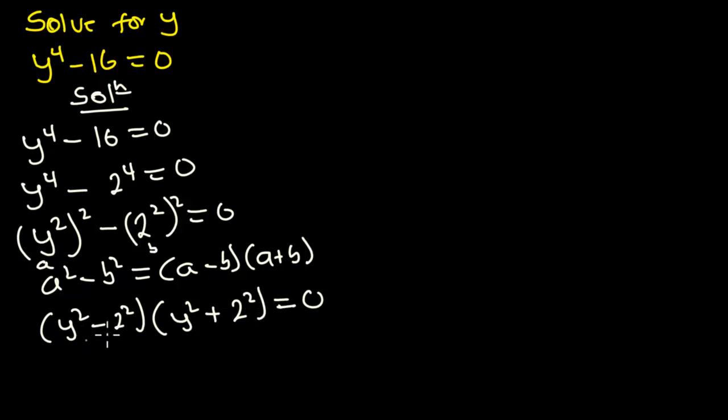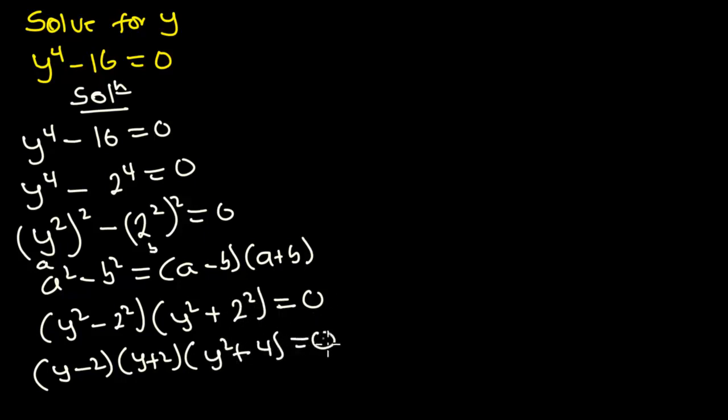Now again, this is of this form again, so we can also rewrite this as this one. In other words, this is difference of 2 squared, so we can rewrite this as y minus 2 multiplying y plus 2, multiplying y squared plus 2 squared gives 4, and this will be equal to 0. So from here we have 3 factors, and we can equate this to 0, this to 0, and this also to 0. So let's go ahead and do that.